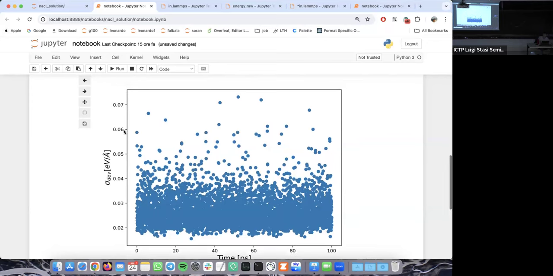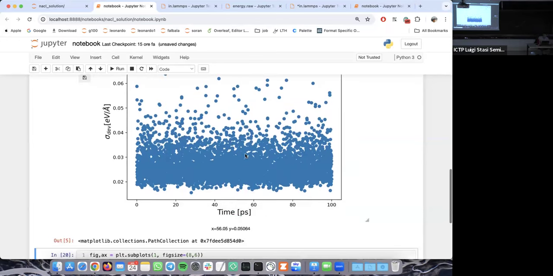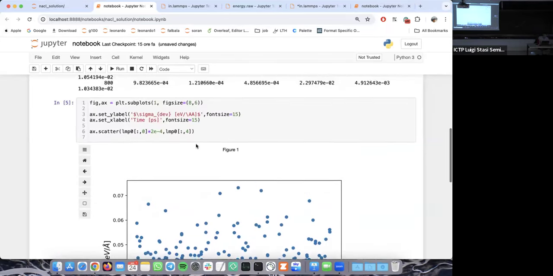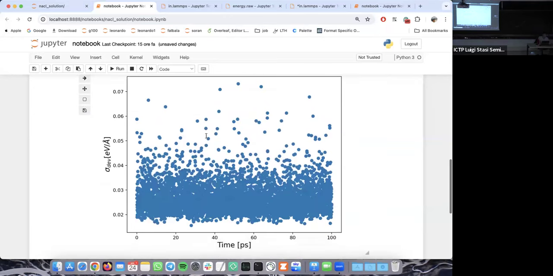So what I could do would be to take these and perform DFT on them and put them back in the training set. And then you retrain. Yes. So this was a simulation at ambient conditions.